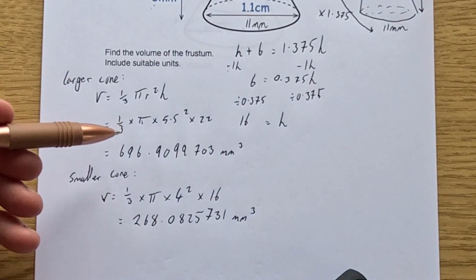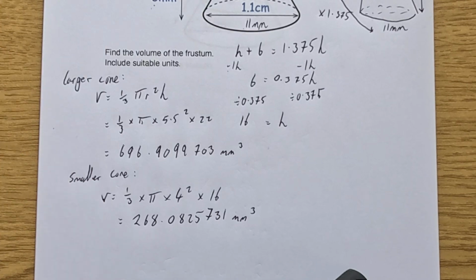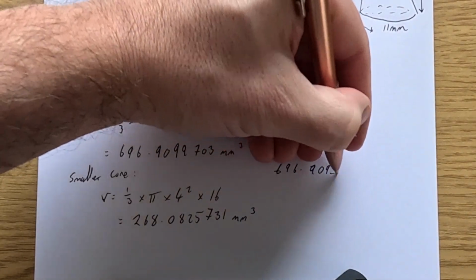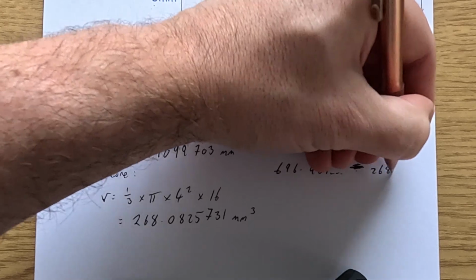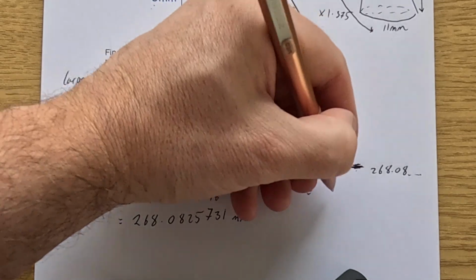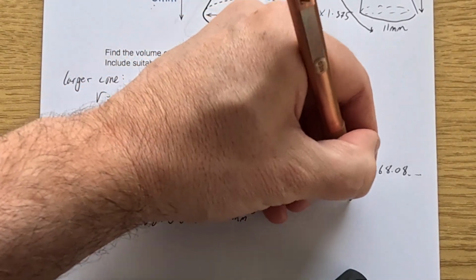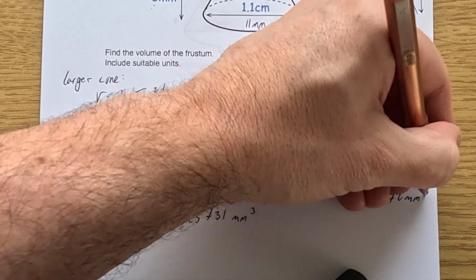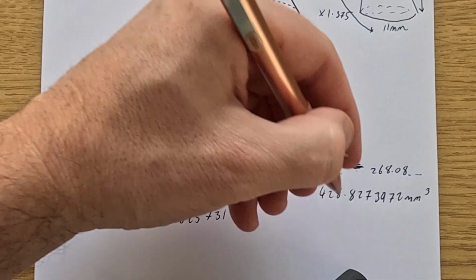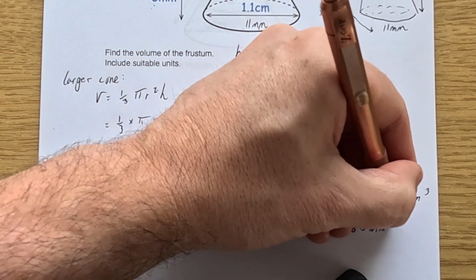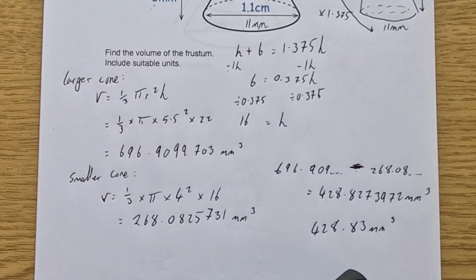We now know the volume of the larger cone. We've got the volume of the cone that was chopped off. So we subtract, we're going to get the volume of the frustum. So it's going to be 696.909 and so on, subtract 268.08 and so on. And when we do that, we get an answer of 428.8273972 millimeters cubed. And I'm going to round it to 2 decimal places. So that'll be 428.83 millimeters cubed. And that's it. So that's the volume of that frustum.